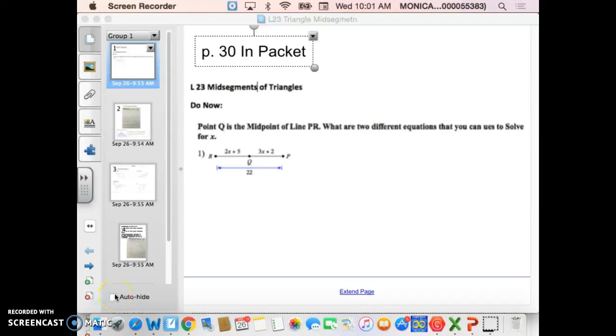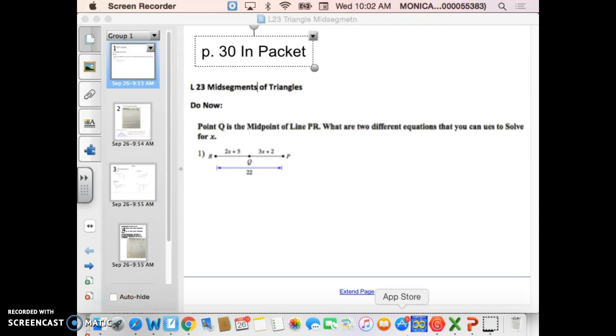Hello, today is the last thing that we're going to learn this week for this unit, Module 3. So this is the last bit of new information. Today we're on page 30 in our packet, and it is lesson 23. Mid-segments of triangles is what we're going to learn today. So let's go ahead and review something that we learned in Unit 1.